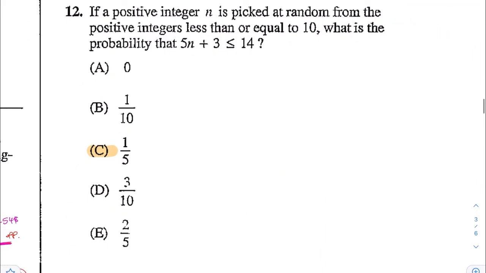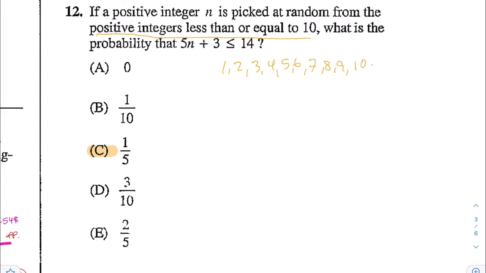All right, next for question number 12. If a positive integer n is picked at random from the positive integers less than or equal to 10, what's the probability that 5n plus 3 is less than or equal to 14? So you only have positive integers less than or equal to 10. So these are whole numbers. They have to be positive. So it's 1, 2, 3, 4, 5, 6, 7, 8, 9, or 10.